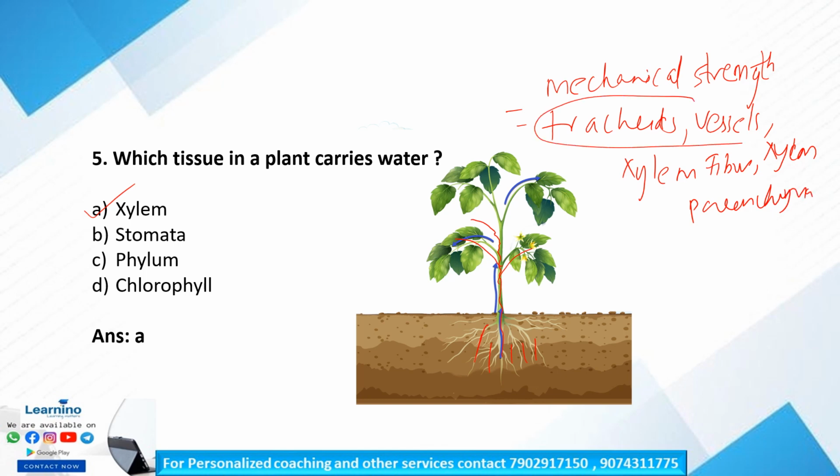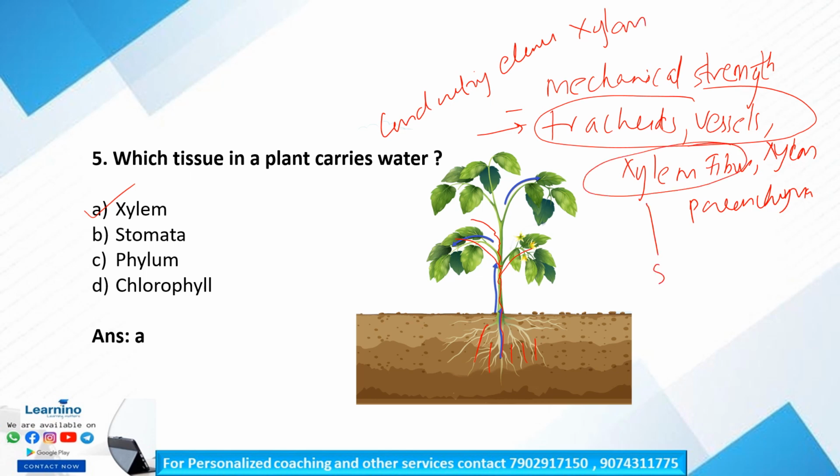Okay, tracheids and vessels are the conducting elements of the xylem. Conducting elements of the what? Of the xylem. Whereas the xylem fibers provide strength to the tracheids and vessels. Okay, so next is xylem parenchyma.